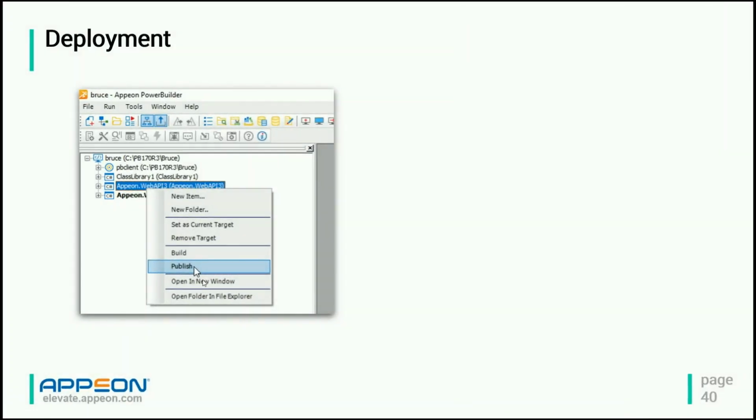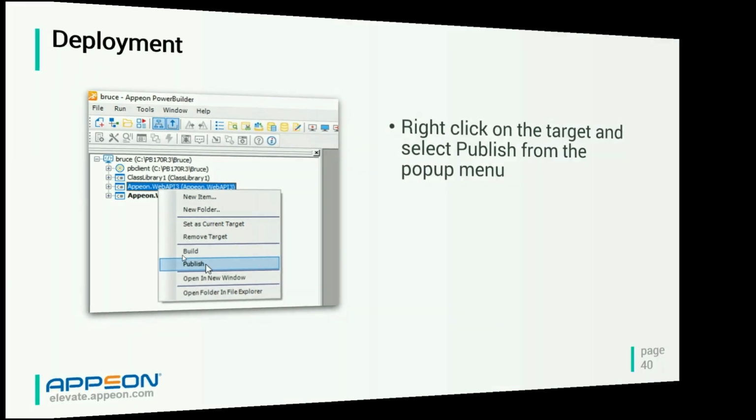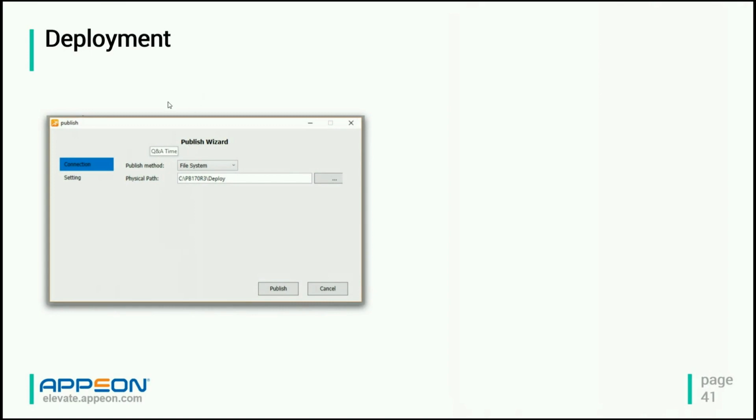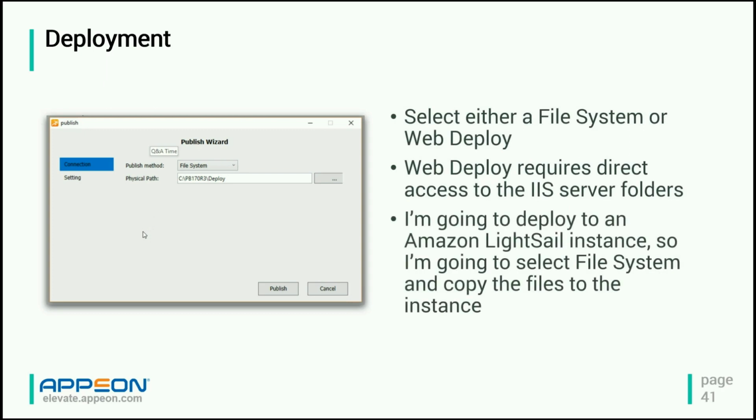Okay, so now we've got a working service. What we want to do is deploy it. To do that, we can right click on the target and select Publish. There are a couple of options here: web deploy and file system. Web deploy assumes that you have direct access to the IIS folders that you want to deploy this target to. For my demonstration, I'm actually going to deploy this to Amazon Lightsail, which means I don't have direct access to the folders. I have to copy the files there. So I'm going to do a file system deploy and just pick some directory that I want it to deploy the files to.